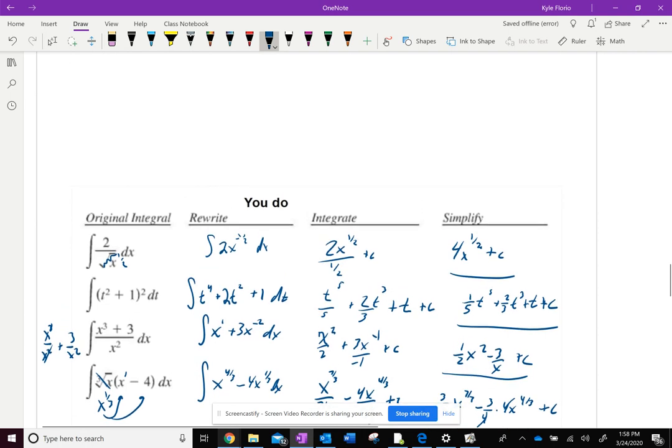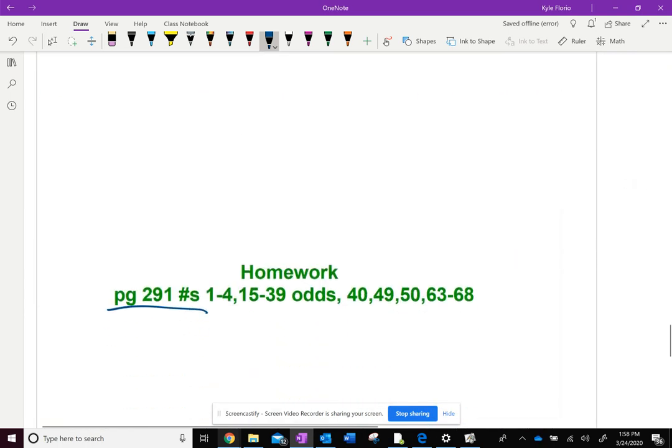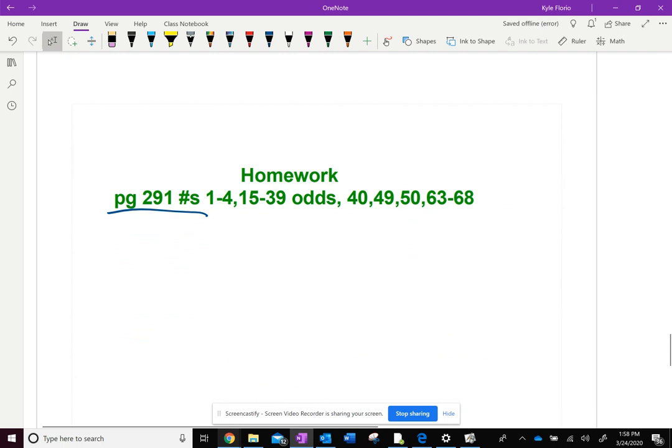So if you got those answers correct, great. If not, again, feel free to email me. The homework is going to be page 291, numbers 1 through 4, 15 through 39, odds 40, 49, 50, 63 through 68.